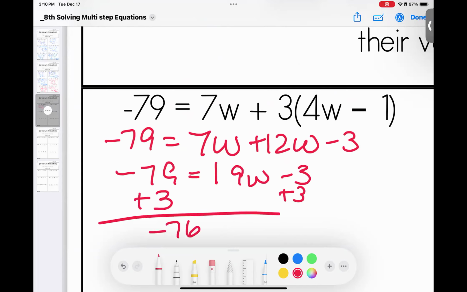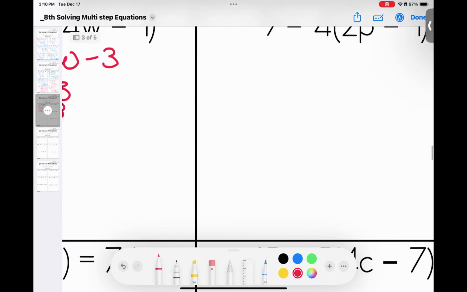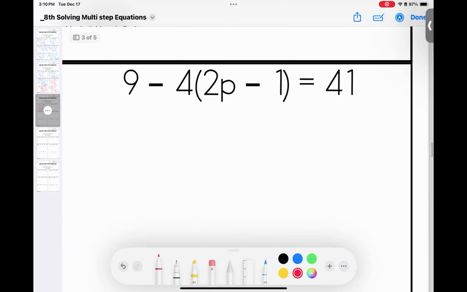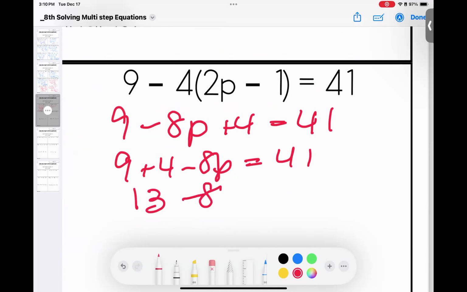Negative 76 is equal to 19w. Negative 4 is equal to w. Over here, 9 minus 8p plus 4 equals 41. 9 plus 4 minus 8p, just putting like and like together. I have 13 minus 8p equals 41.